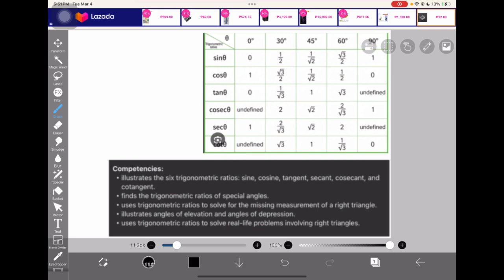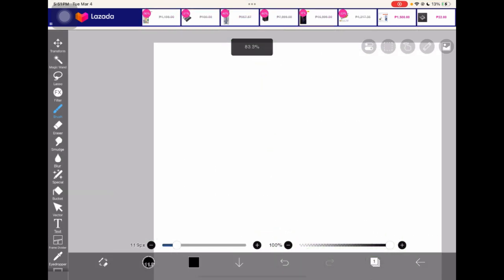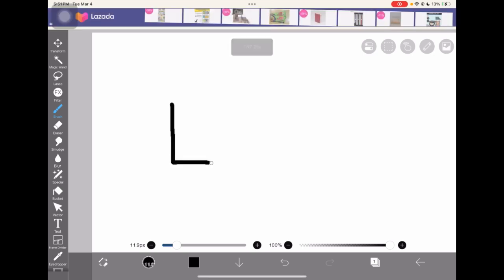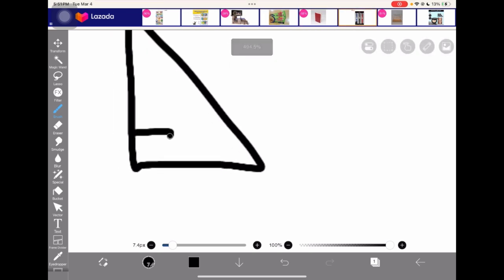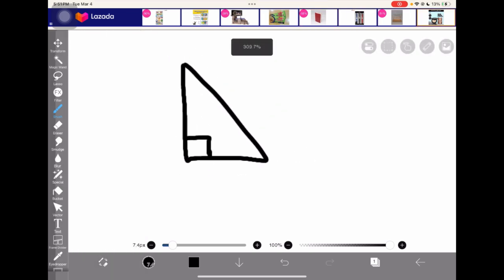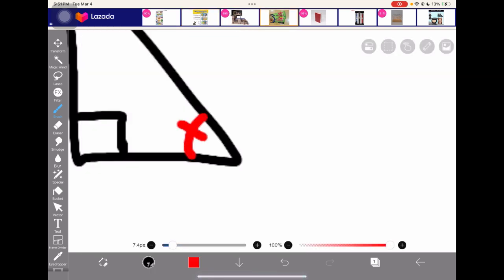First and foremost, we need to illustrate the 6 trigonometric ratios. So how do we do that? Let's assume a right triangle. I'm going to draw a right triangle for each of the 6 trigonometric ratios. So this is our right triangle, okay? Let's label this red line over here as theta.